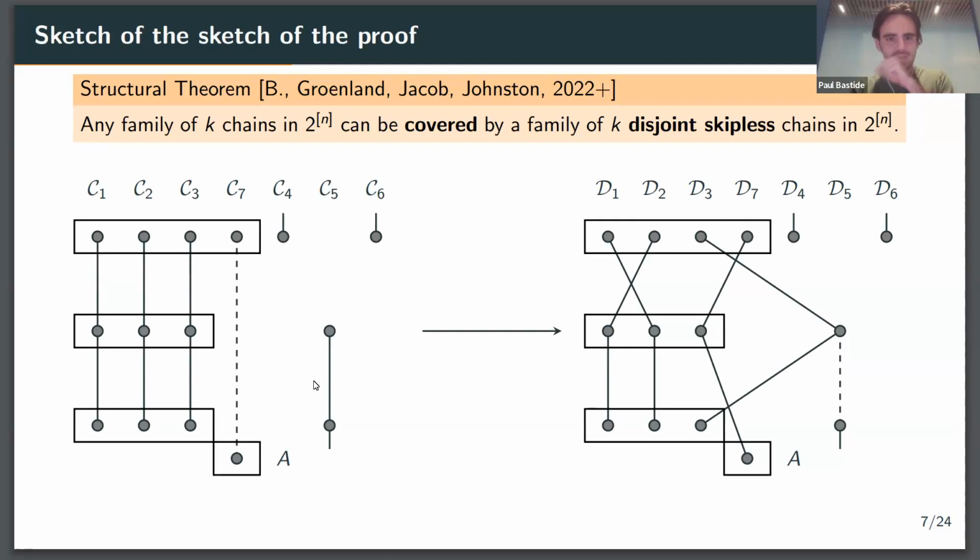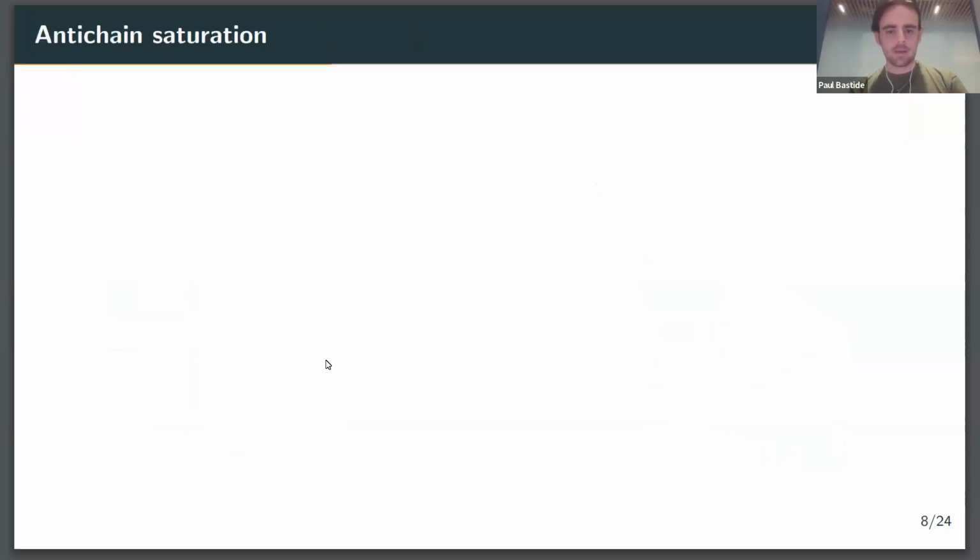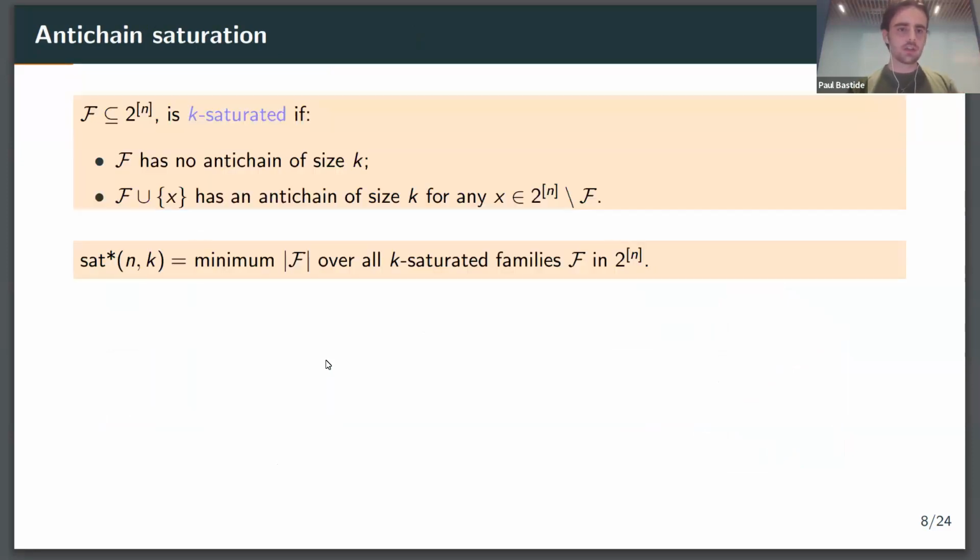Okay. So yeah, just to summarize, what we prove is that you can take any family covered by k chains in the Boolean lattice, then you can just make those chains disjoint and still covering the same family. Okay, perfect. Now we'll jump to another topic and introduce some new notion. So it's about antichain saturation. So let's take a family.